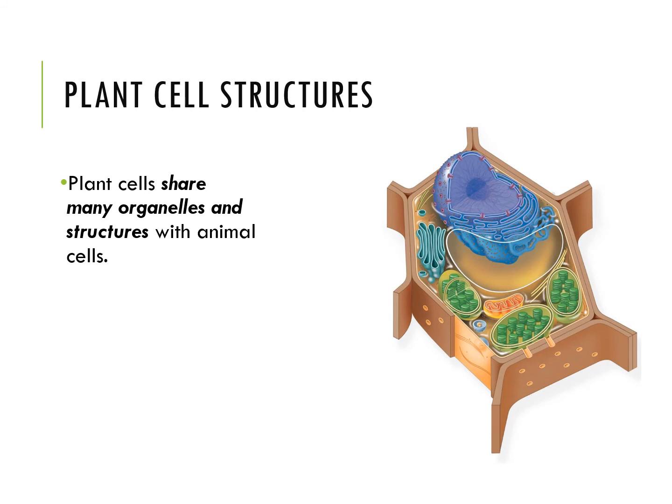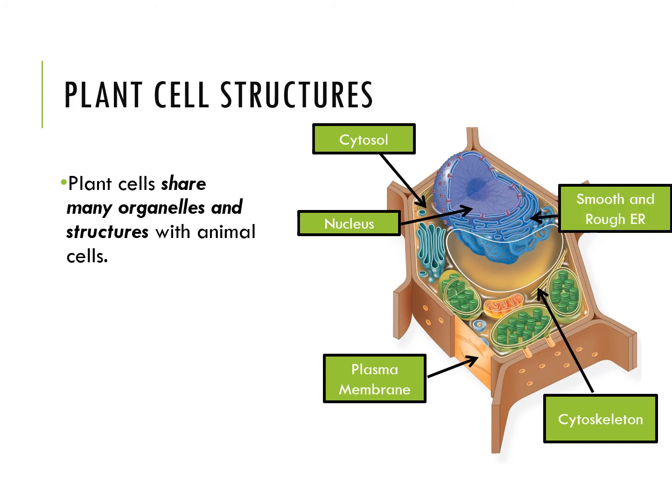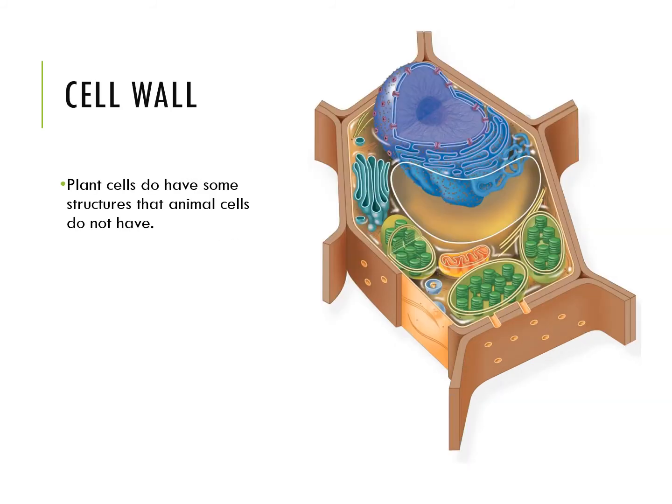Plant and animal cells share many organelles. There are a couple of differences. While they both have a plasma membrane, cytosol, a cytoskeleton and a nucleus, and the smooth and rough ER, the Golgi, the peroxisomes, the mitochondria, they have all the same things, but plant cells tend to have a couple more things. So they have a cell wall. Animal cells do not have cell walls.